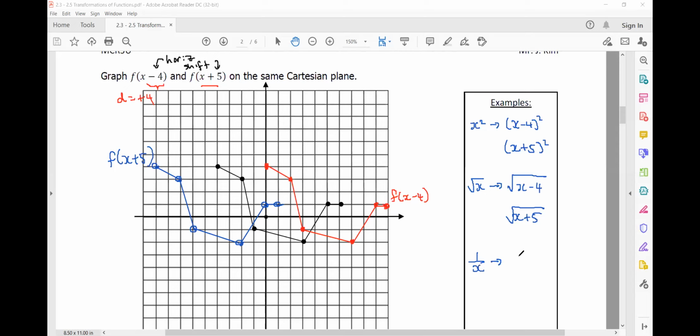What would it look like for a reciprocal function? Same idea. Before we divide 1 by the x value, it is changed, it is transformed. x plus 5. It looks like that.